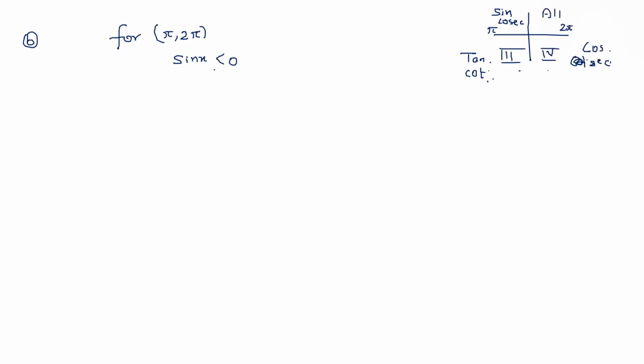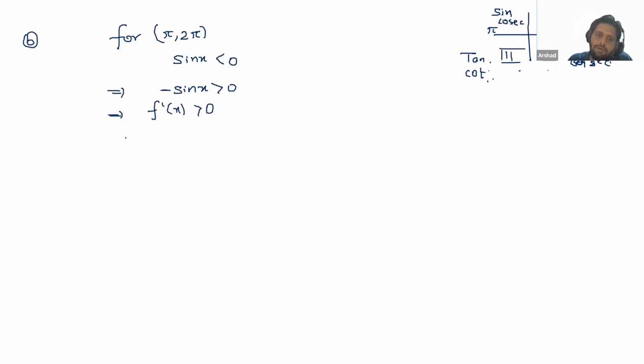Okay, so sin x is less than 0. That means minus sin x will be greater than 0, as the sign will change. So this implies f'(x) is greater than 0 and f(x) is strictly increasing in pi to 2 pi. Is this clear for now?